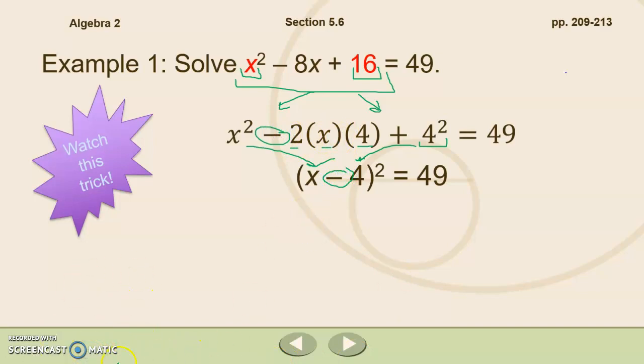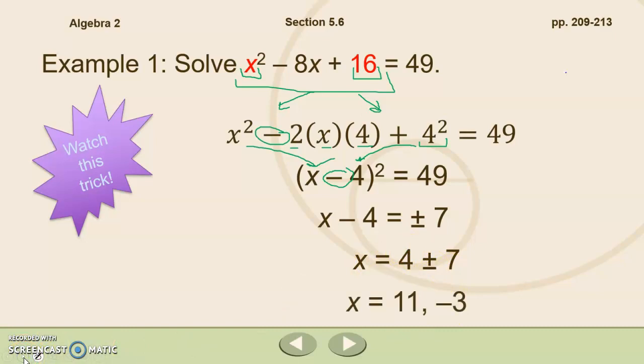Once we have (x minus 4) squared equals 49, then we can take the root of each side. So we get x minus 4 equals plus or minus 7, and from there we can solve for x. We would know that x is either 4 plus 7 or 4 minus 7, so our two values of x are either 11 and negative 3. Again, this is all going back to those perfect square trinomials, where we're using a square of a difference or a square of a sum.